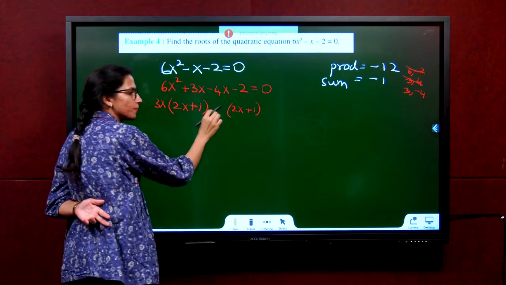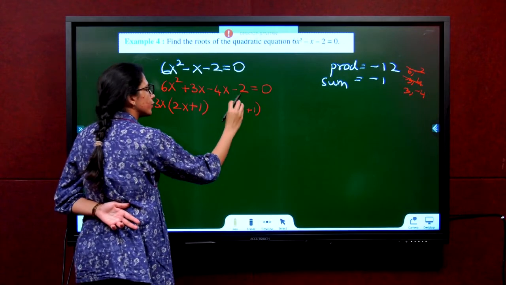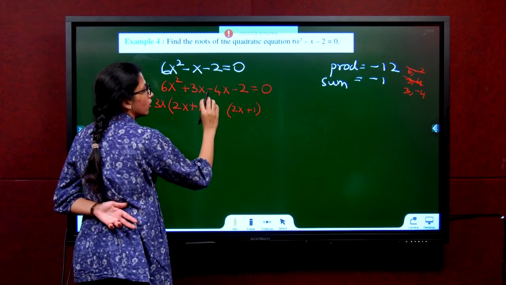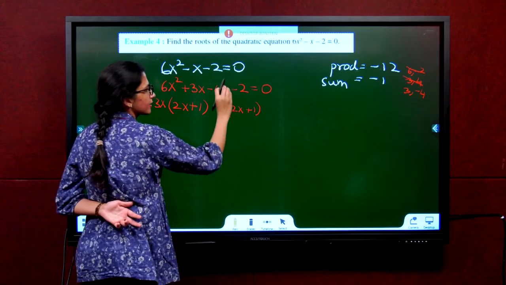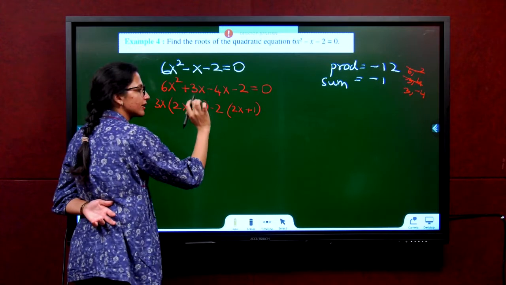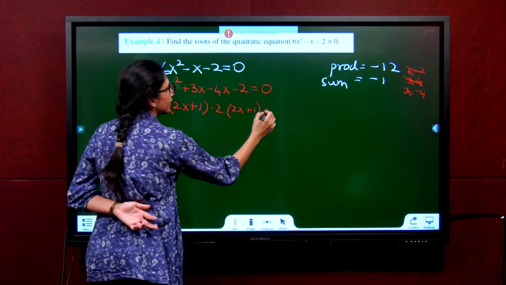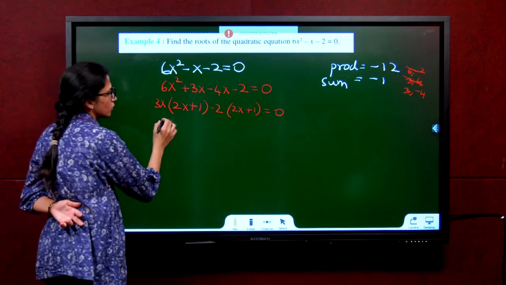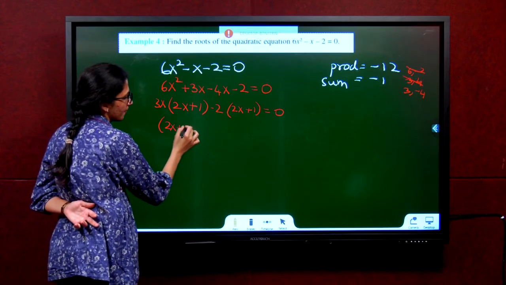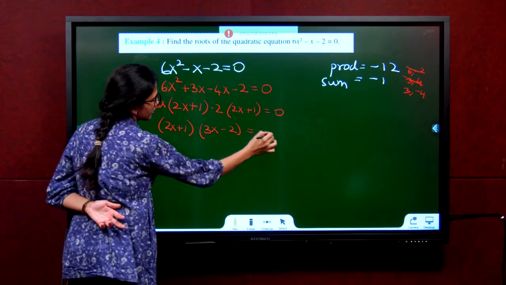Now check what should be the condition. What should be the filler number? What into 2x will give minus 4x? Dash into 2x is minus 4x. Minus 2 into 2x is minus 4x. Minus 2 into plus 1 is minus 2. Condition satisfied. So now take 2x plus 1 common. So you will be getting 3x minus 2 equals 0.